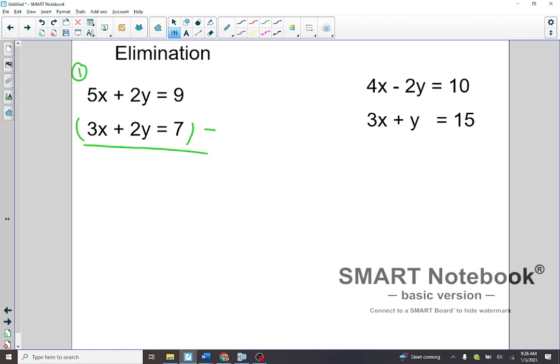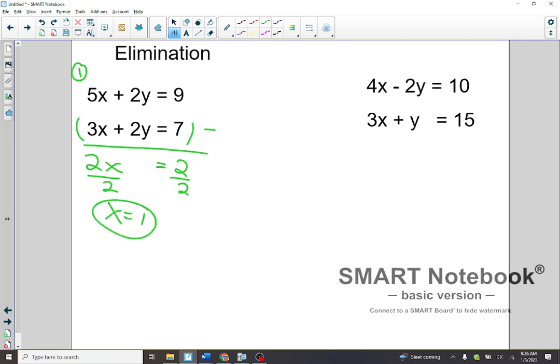So now I just subtract downwards. 5x minus 3x is 2x. 9 minus 7 is 2. The y's are 0, which is our goal. So x equals 1. If you don't get y equals 0 or a variable to equal 0, you made a mistake. So 2 minus 2 should be 0. Divided by 2 on both sides, x equals 1.